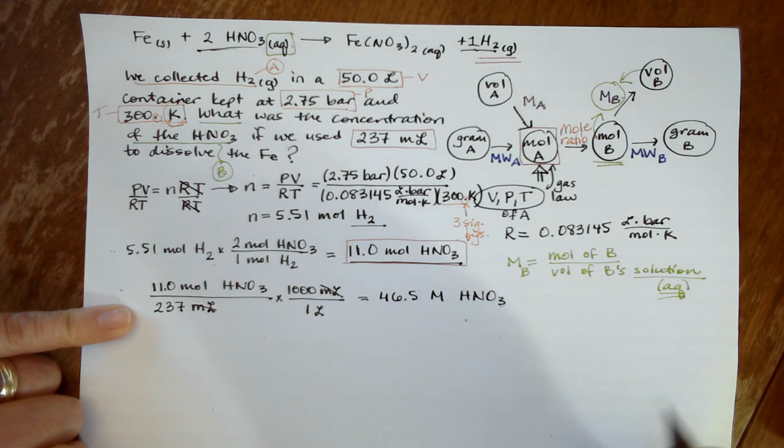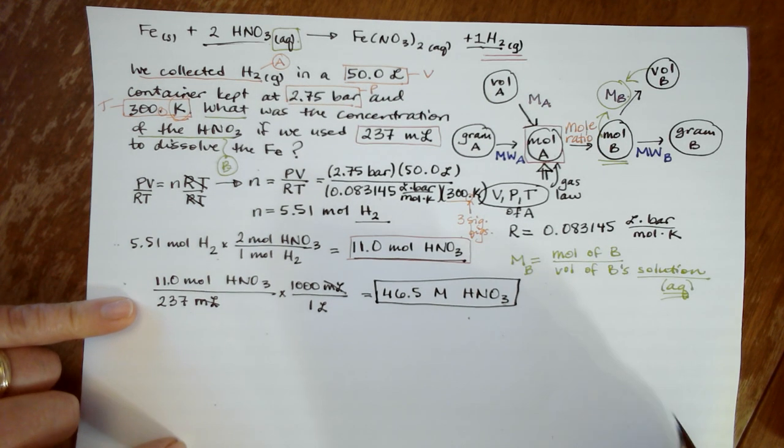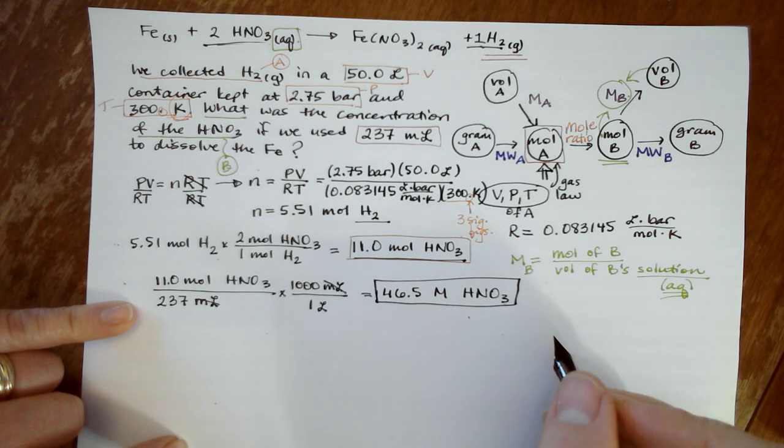And this is what happens when I write a problem on the fly. Sometimes the numbers turn out a little weird. So I kind of knew I was making this too concentrated anyway. But the math works fine here.